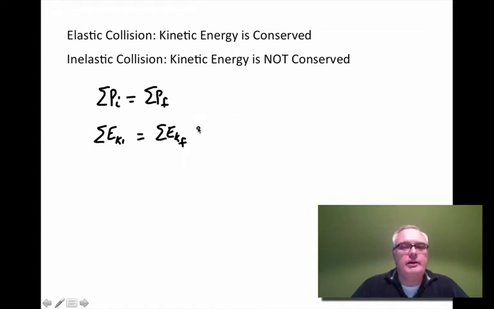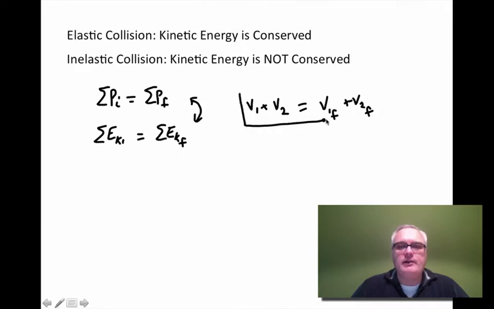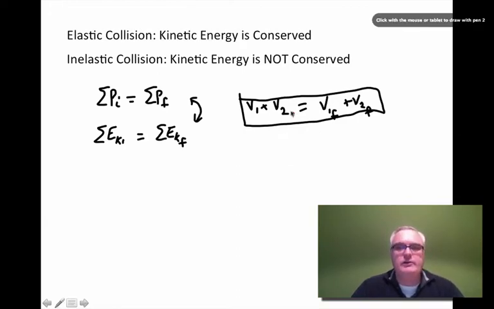Now the textbook does take these two equations and combines them together. So it substitutes one equation into the other equation, and through a lot of math, they come up with basically that the initial velocity of object 1 plus the initial velocity of object 2 has to be equal to the final. Now this equation, even though it appears in the textbook, doesn't appear on our formula sheet, so you can't actually use this one.